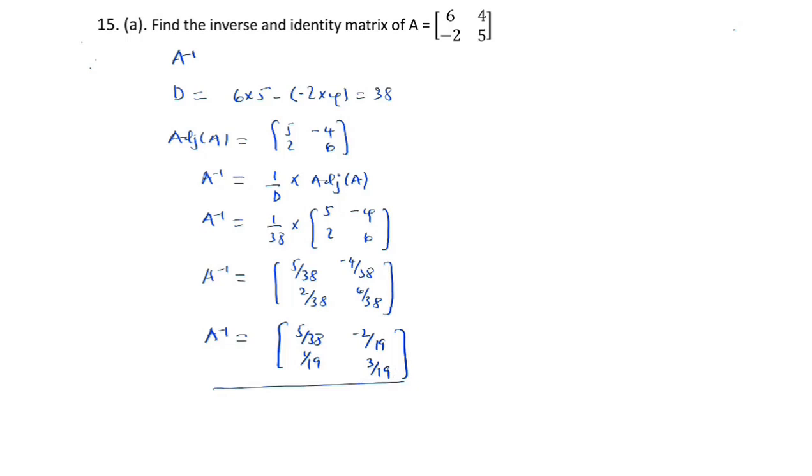Okay, so for the second part of the question, we are supposed to find the identity matrix. So the identity matrix equals the product of a matrix and its inverse. Since it is a 2 by 2 matrix, the product will give a matrix 1, 0, 0, 1. Therefore, the identity matrix is going to be matrix 1, 0, 0, 1. And this is going to be our answer for the second part of the question.